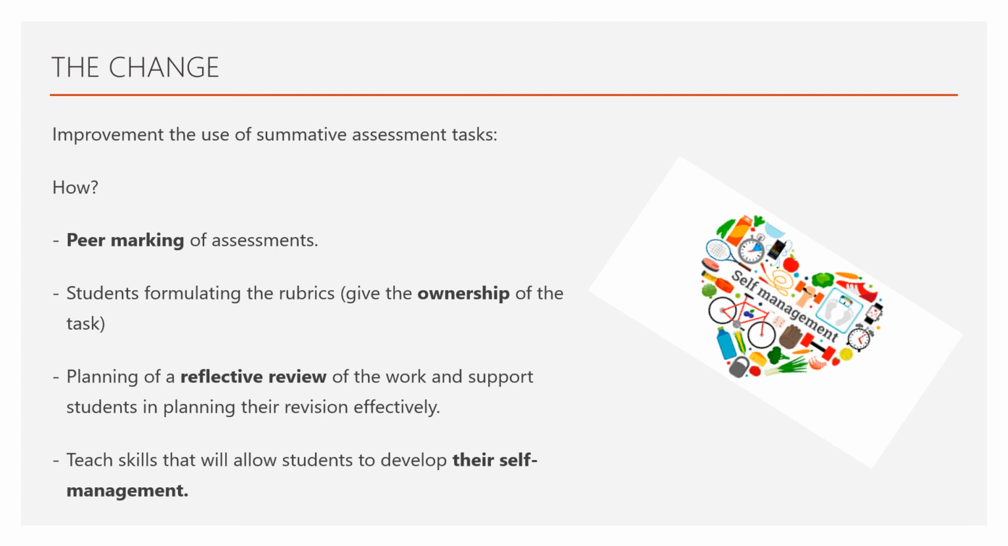As we said before, peer marking, peer assessment, because by doing it, we can give feedback, but we also understand the process in which our classmate has done that activity. Then what about giving the students the possibility to formulate the rubrics? What about giving them the ownership of the task? Come up with a task and create the assessment rubrics, depending on what they think they should achieve on that particular topic. Maybe try to plan a reflective review of the work and then support your students in their self-management skills and help them to plan ahead and to plan the revision process or the note-taking activities using Cornell notes or other strategies, depending on your preferences.